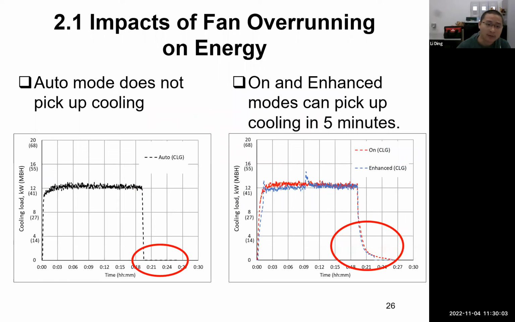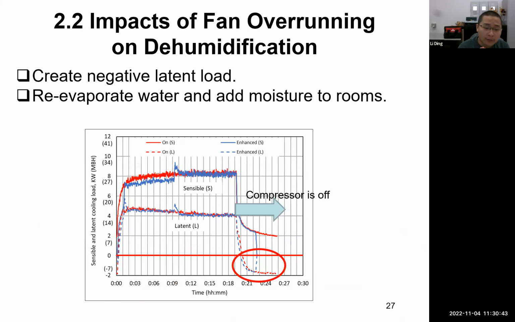Then we can see the impacts of fan overrunning. So on energy performance, we can see the left side chart. When the compressor is off, the fan is off. So the auto mode does not pick up any cooling. And on the right side, you can see the fan overruns and can pick up the cooling. But only in 5 minutes. After that, it cannot. So this is the impact on energy. Next, the impact of fan overrunning on dehumidification.